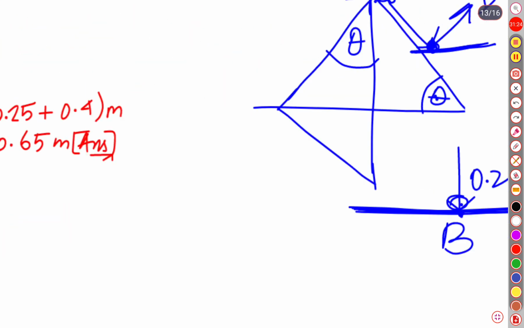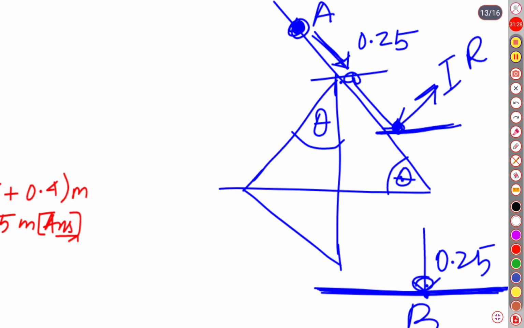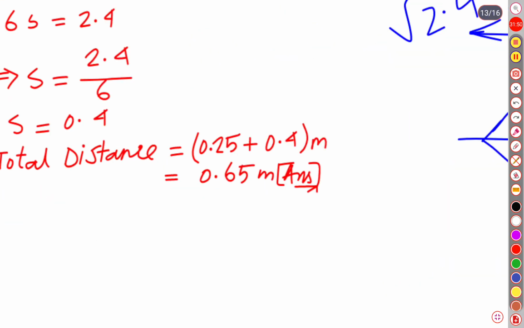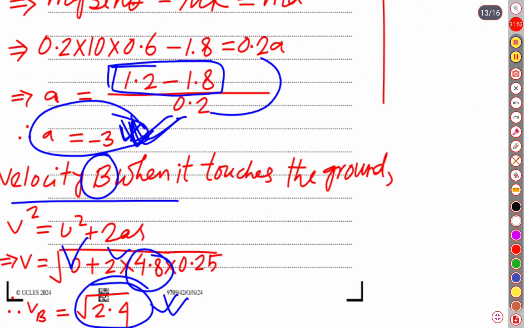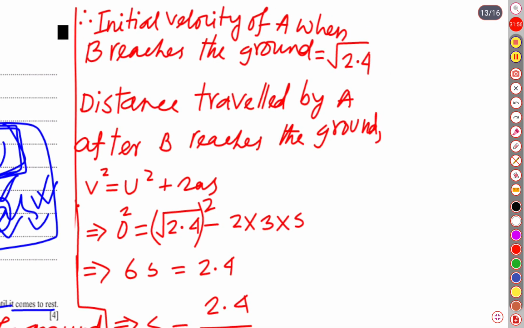I have already explained. Look, this is the final velocity of B, and it must be the initial velocity of A at this point, because this is the second phase for A. So here the velocity is square root of 2.4. Now this is initial because A is sliding downward. Okay, then let's write, we are going to write the initial velocity. I have explained in words also.